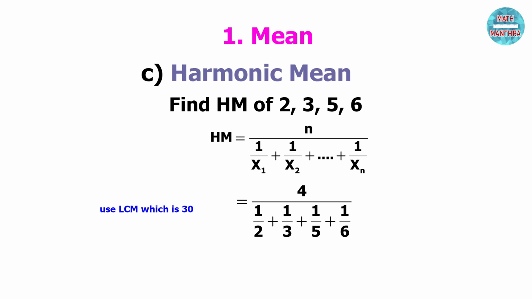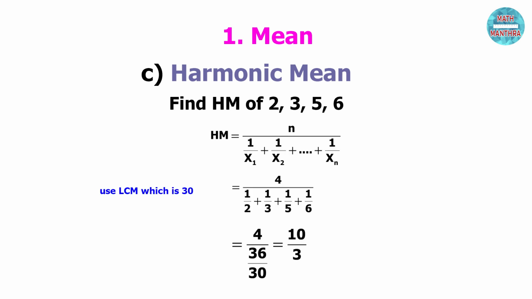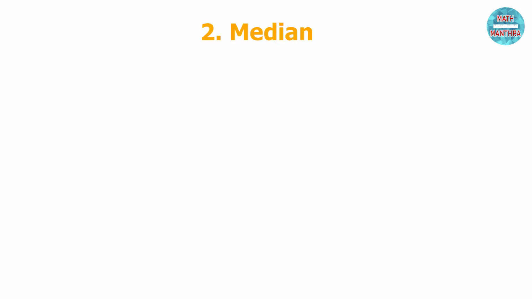So what you are getting here is, by using LCM, which is 30 for the numbers 2, 3, 5 and 6, simplifying, we get 4 by 36 by 30, which is 10 by 3. So the harmonic mean for this data consisting of 4 numbers will be 10 by 3. Now let us consider the next measure of central tendency, which is median.